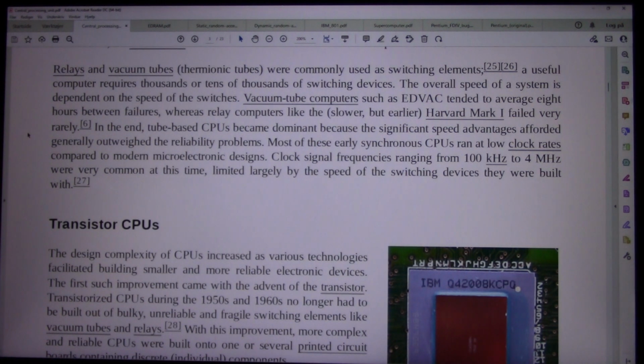Most of these early synchronous CPUs ran at low clock rates compared to modern microelectronic designs. Clock signal frequencies ranging from 100 kHz to 4 MHz were very common at this time, limited largely by the speed of the switching devices they were built with.